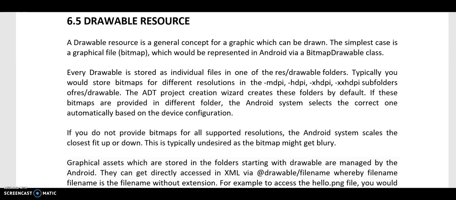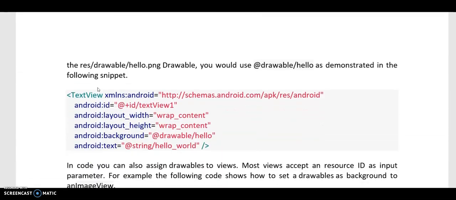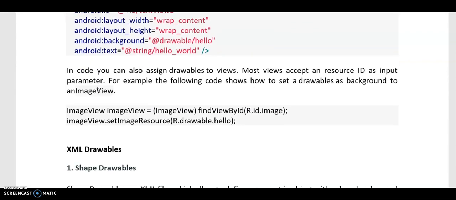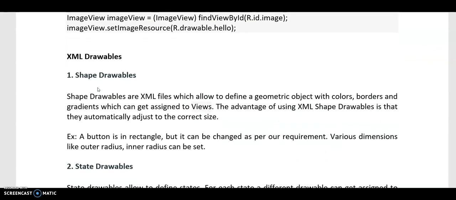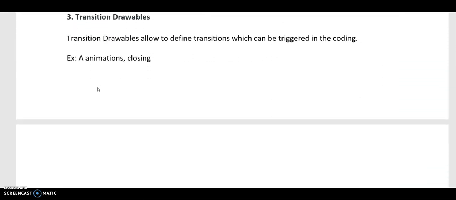When we talk about drawable resource, it is basically a general concept for a graphic that can be drawn, or whatever you see in your Android app as a layout or as an image or as a logo, it will be coming under this drawable resource. So that is what you have to read along in the next few paragraphs that are listed over here. We'll move on to this. These are basically related to drawables, and you have the format for the code over here. And there are different kinds of XML drawables, like shape drawables, state drawables, and transition drawables.